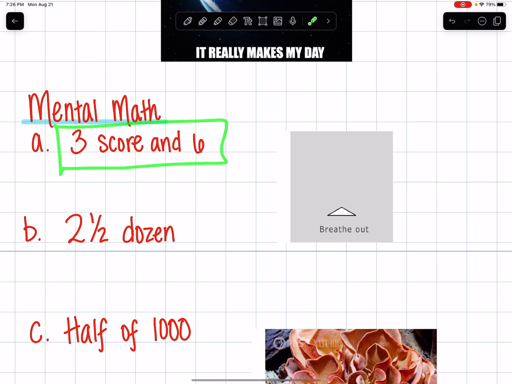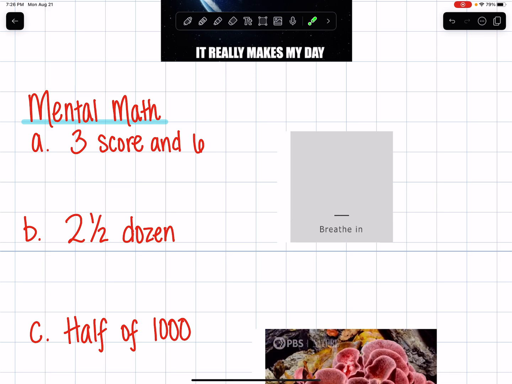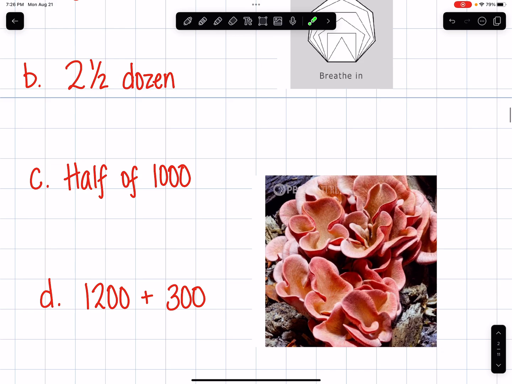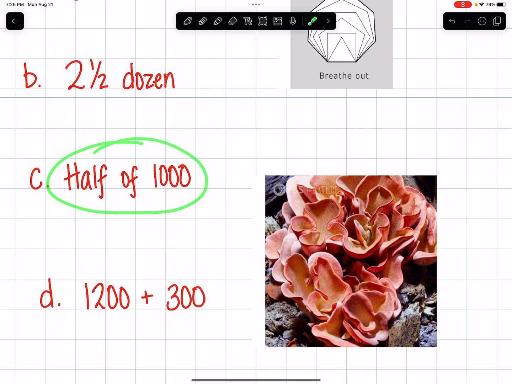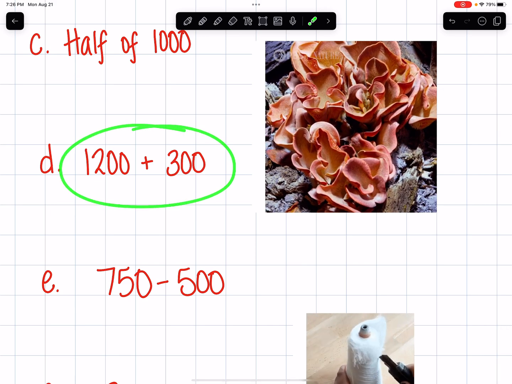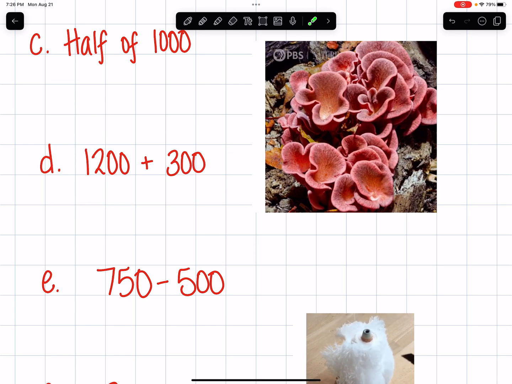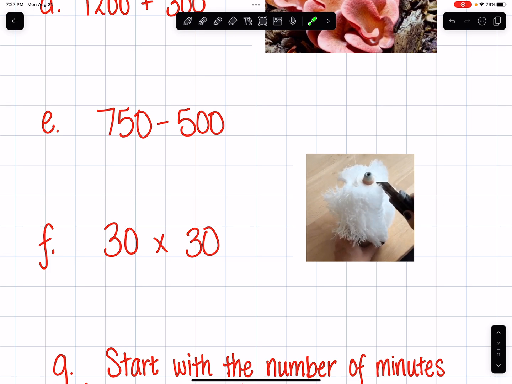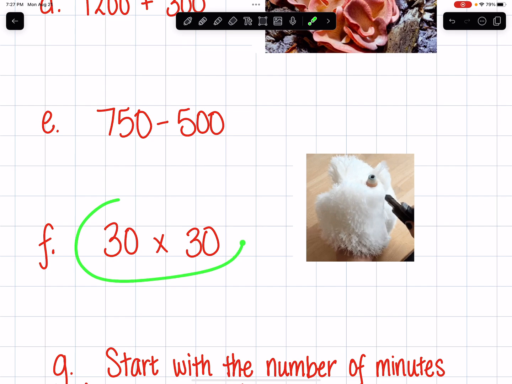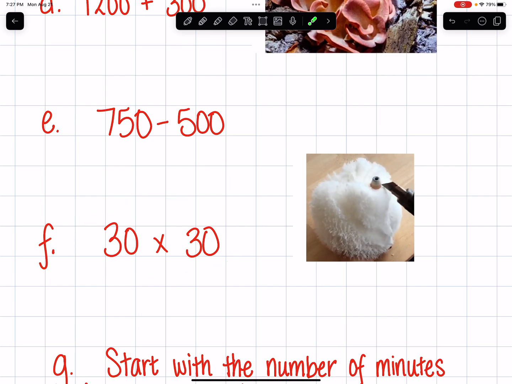Let's start with some mental math and some satisfying pictures to go with it, okay? 6. Remember how to do that? Write your answer. 2.5 dozen. Half of 1,000. 1,200 plus 300. If I go too fast, you can just pause the video, okay? 750 minus 500. And then 30 times 30. Hopefully you could do those in your head.